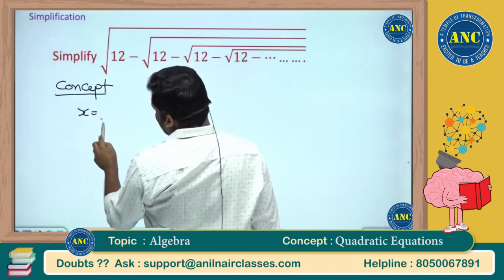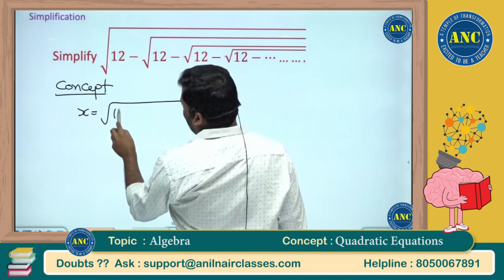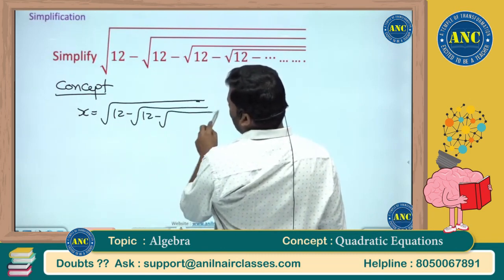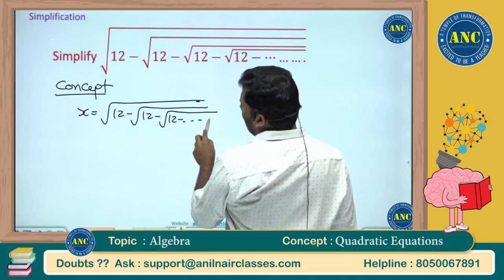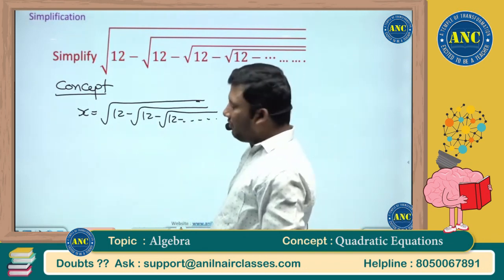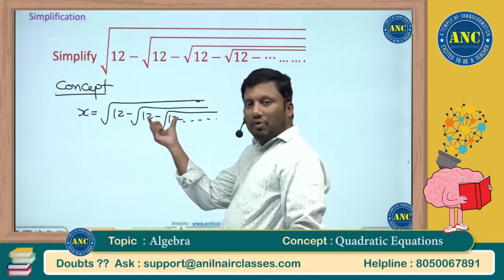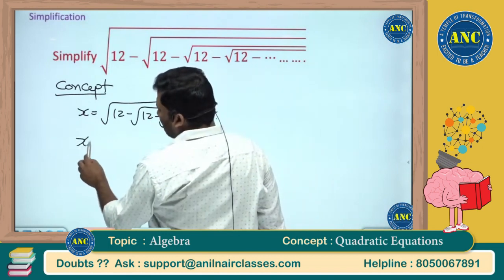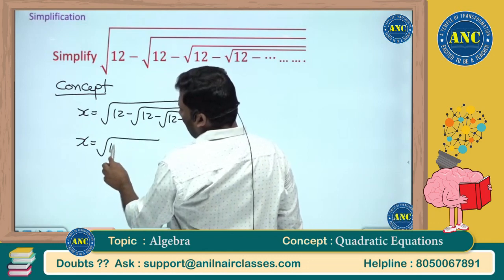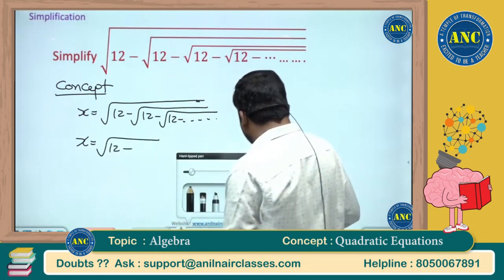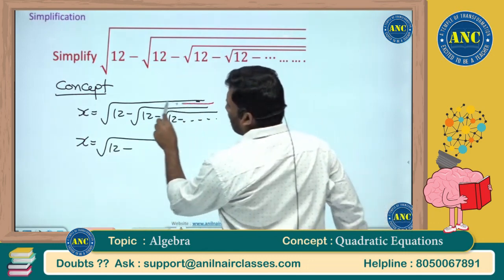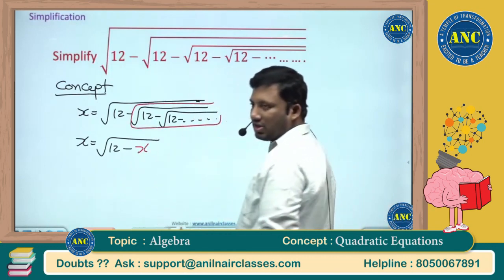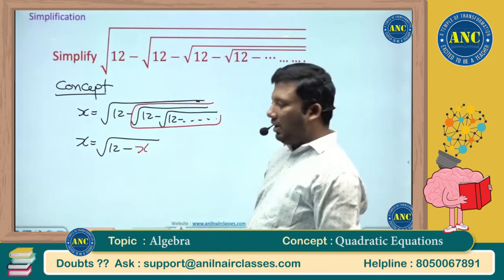So x is equivalent to root of 12 minus root of 12 minus root of 12 minus and so on and so on. Now if you see here, under the root of 12 minus, it is x. So x is equivalent to root of 12 minus, and this entire portion is nothing but x, which is specified in the question. X equals root of 12 minus x.